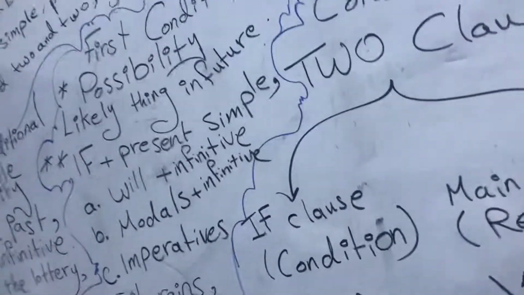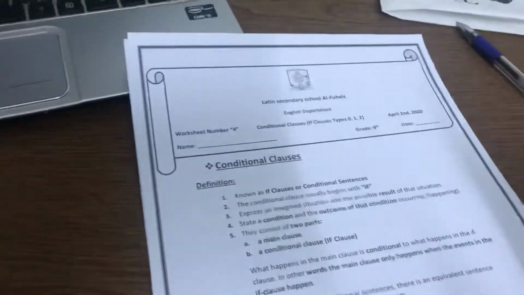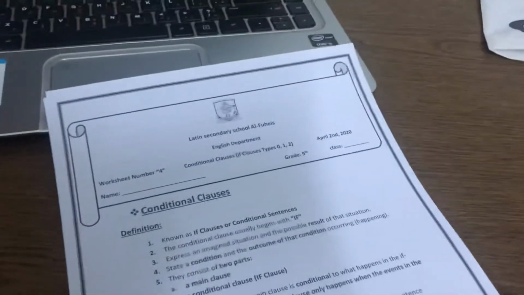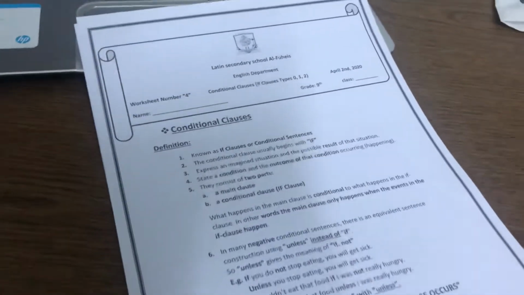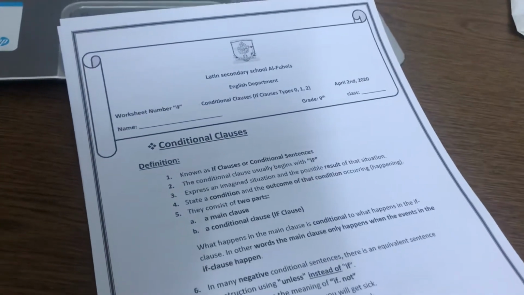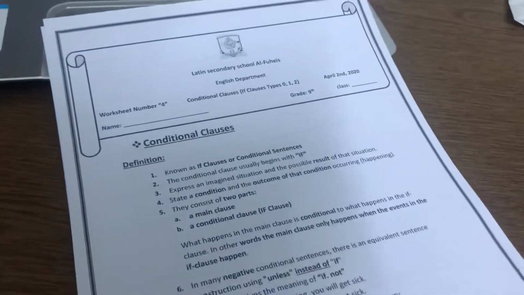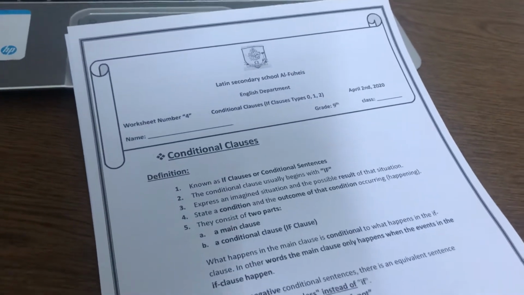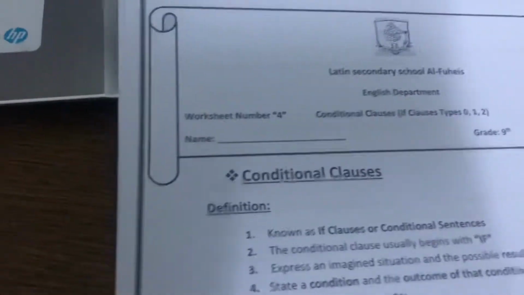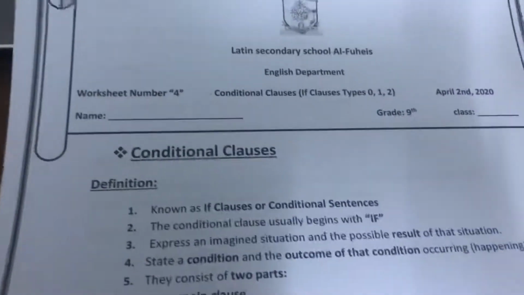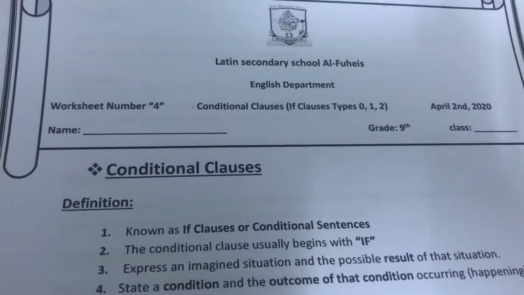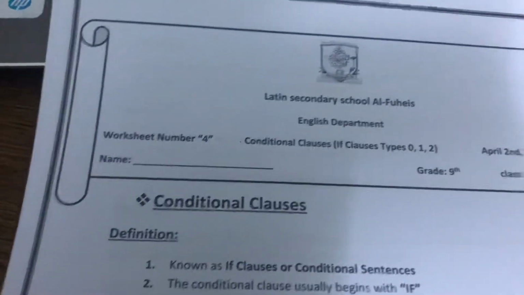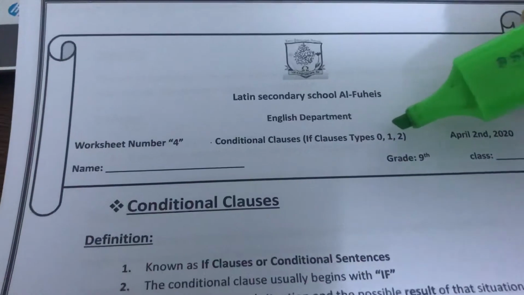And now please let's go with me to the worksheet that I created for you in order to understand our lesson in a better base. So please follow up with me in order to understand it. So our worksheet number 4 talks about conditional clauses, which are if clauses types 0, 1, and 2.